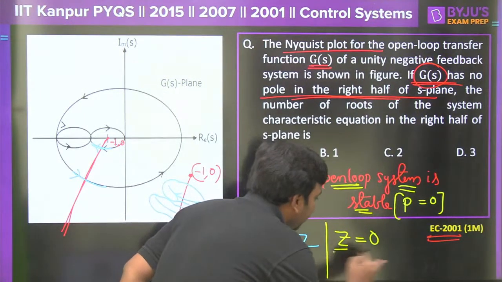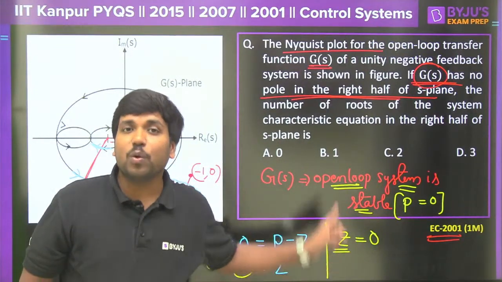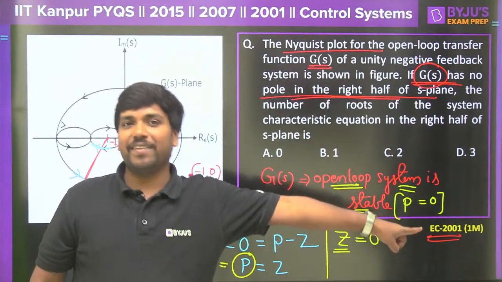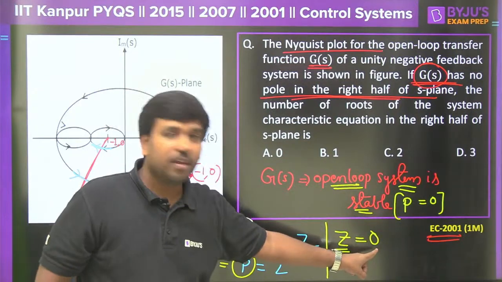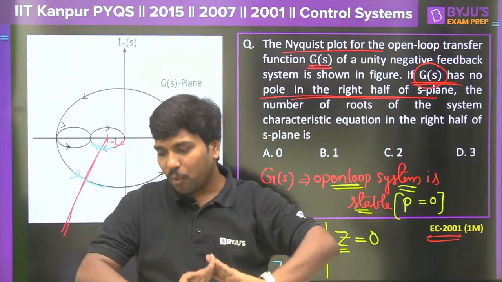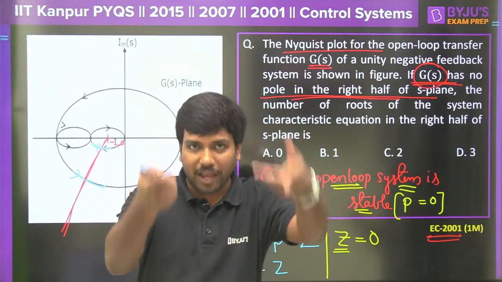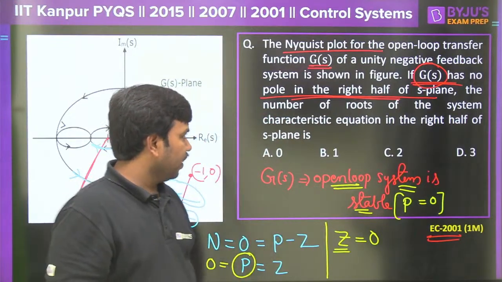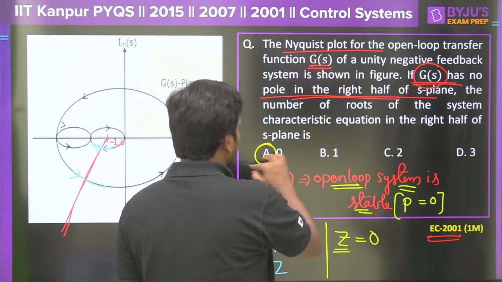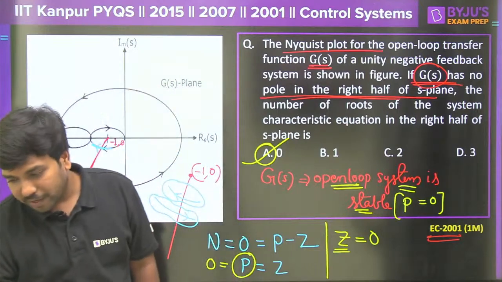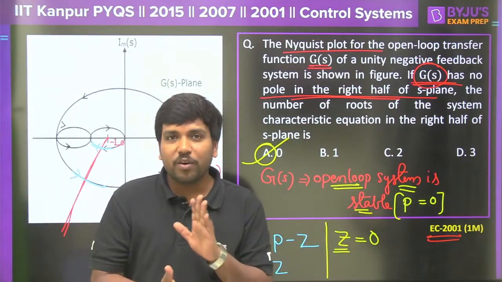See, Z is actually representing poles of the closed loop system that lie in the right side of S plane. How many are there? 0. That means there are no poles of the closed loop system that lie in the right side of S plane. So the answer is going to be how much? Option A. Clear? Option A is the correct answer, and this was asked for 1 mark.